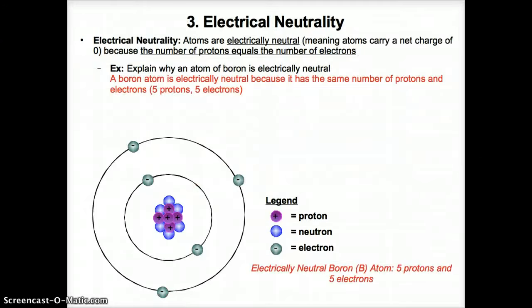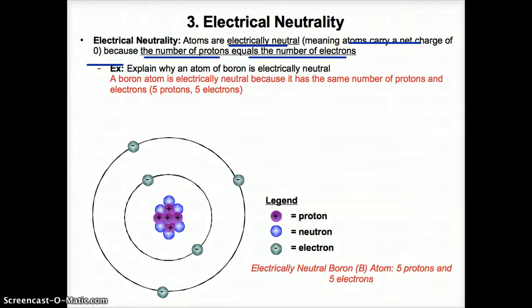Next, let's discuss electrical neutrality. Electrical neutrality means atoms carry a charge of 0 or no charge overall. Now, atoms are electrically neutral, or carry a net charge of 0 overall, because, very simply put, the number of protons equals the number of electrons. This is the official explanation, that's it.